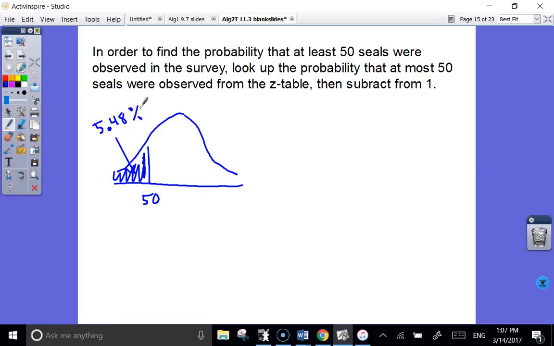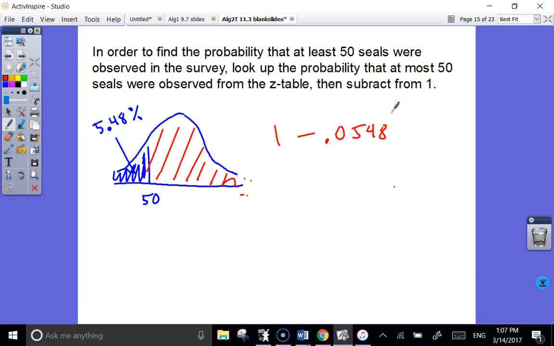Well, what if the question was, what's the probability that you saw at least 50 seals? Then you wouldn't be looking for the area to the left, you'd be looking for the area to the right. So you would want that area right there. But that's not in the table. When you do the lookups, it's not telling you the area to the right, it's only telling you the area to the left. So what do you have to do? You subtract 1 minus the area to the left, 0.0548.